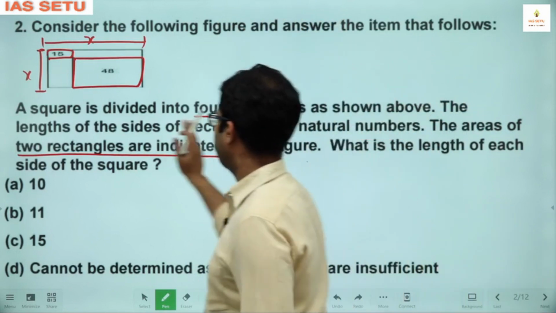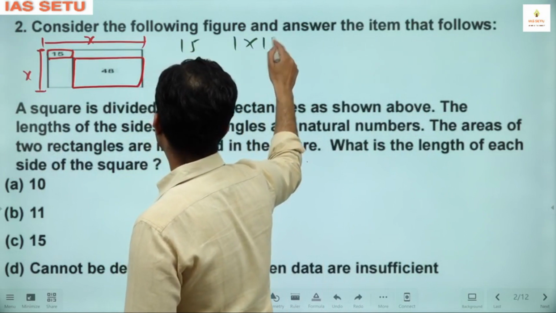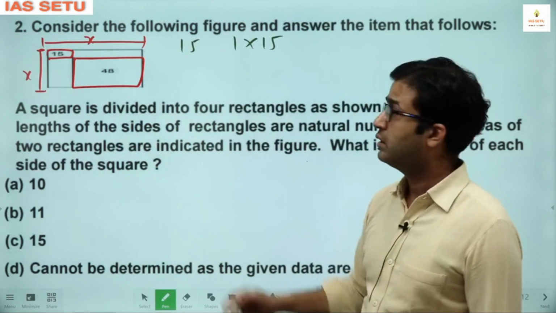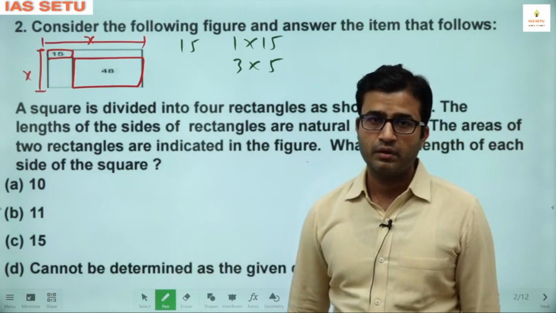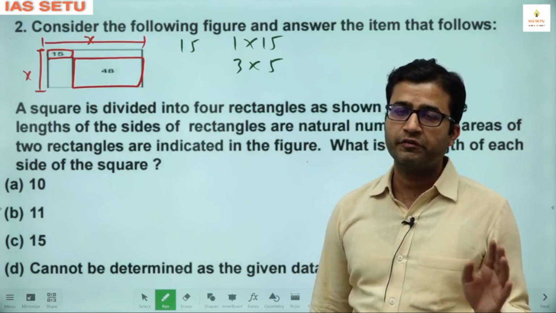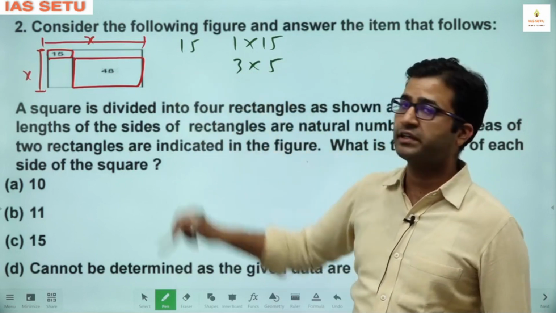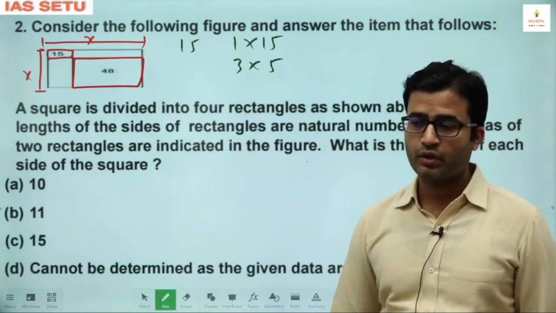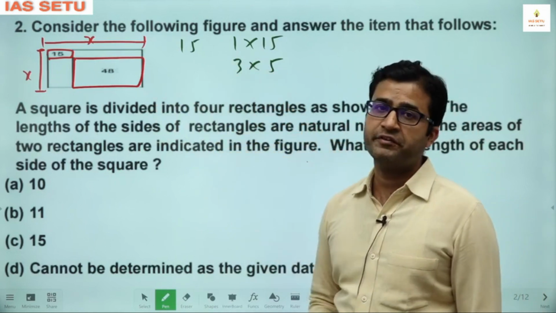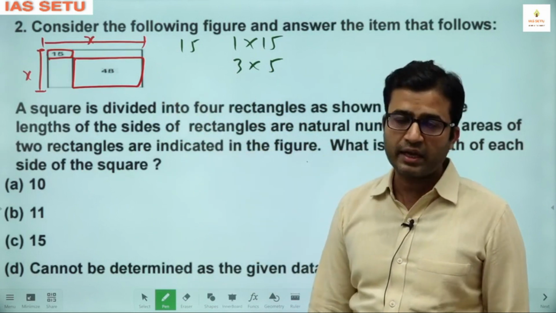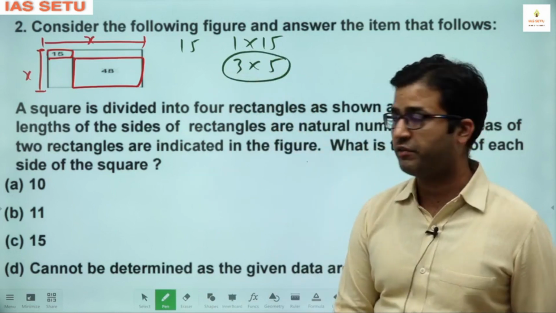So I start with 15. Factors of 15 are 1 into 15. If the length is 1, breadth is 15. Or it can be 3 and 5. No other possibility, because there are only 4 factors of 15: 1, 3, 5, 15. So we have 2 possibilities. But if you take extreme values 1 and 15, that will not give you a square. Extreme value chances are very less. So hit and trial, I start with 3 and 5.